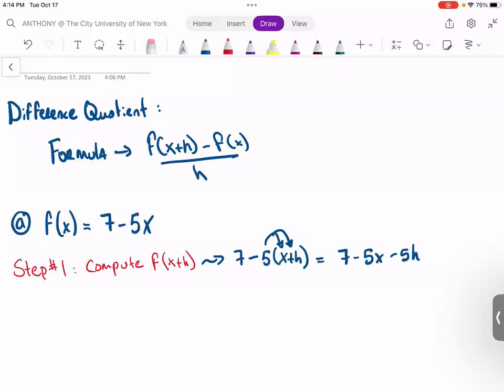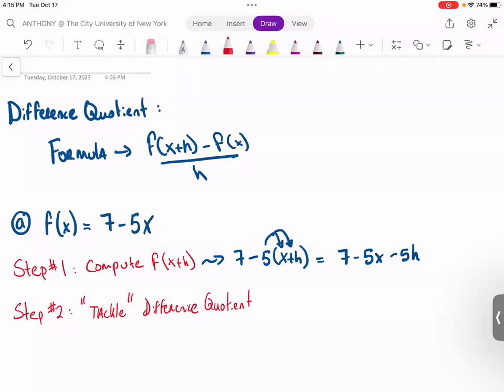We proceed with step 2. So my step 2 is where I put this in quotes. It's the longer of the two steps. That's where I tackle the difference quotient. Okay, so step 2, put this in quotes, I'm going to say that we tackle the difference quotient. And here's how that works.